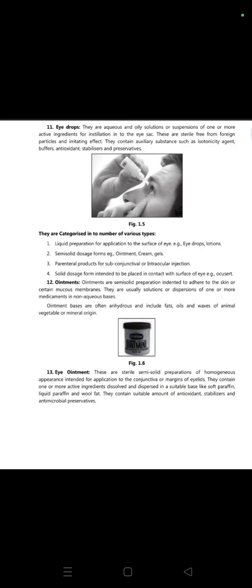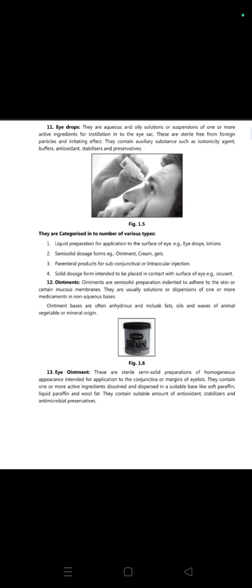Then eye drops. They are aqueous and oily solutions or suspensions of one or more active ingredients for instillation into the eye sac. These are sterile, free from foreign particles and irritating effect. They are categorized into a number of various types: liquid preparations for application to the surface of the eye, semi-solid dosage forms, for example ointments, creams and gels, parenteral products for subconjunctival or intraocular injection, and solid dosage forms intended to be placed in contact with the surface of the eye, for example Ocusert.